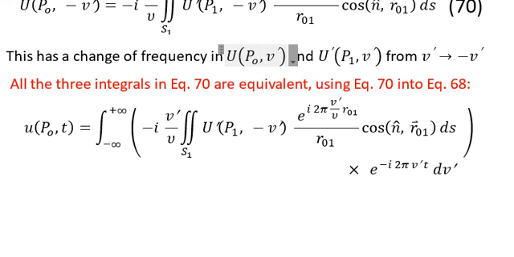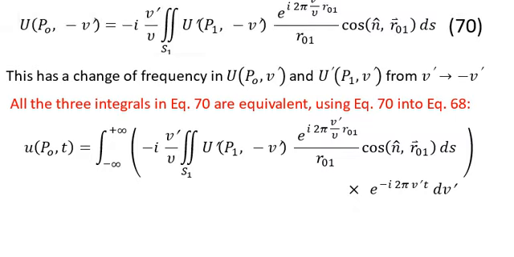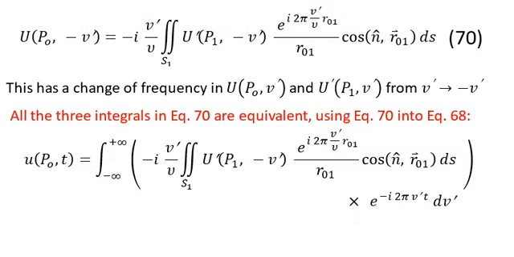Okay, so all the three integrals in equation 70 are equivalent. Using equation 70, that is the last equation, in equation number 68, the formula in 68 can be written as u of p naught comma t is equal to the integral from minus infinity to infinity, where we have replaced the field by its value given from equation number 70. That is, the last step of 70 has been replaced over here, and the rest of the terms, e to the power minus iota 2 pi nu prime t and d nu prime, are over there.